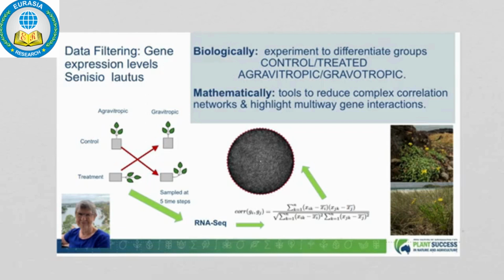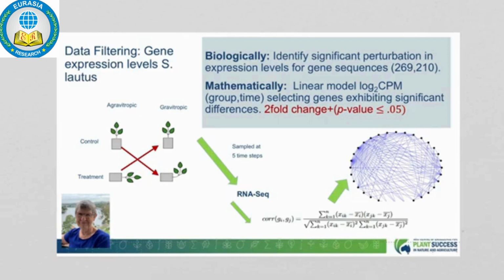You can use techniques like clustering and other things to try and distill information from the graph, but we were looking at taking an alternate approach. So essentially, we were trying to identify significant perturbation in the expression levels for around 269,000 gene sequences. We were only interested in those that were significant, and so we identified those genes for which there was a 2-fold change in expression levels for, say, from one time period to the next.